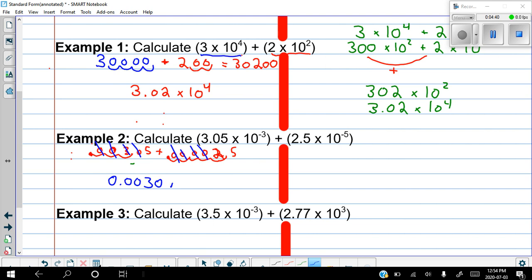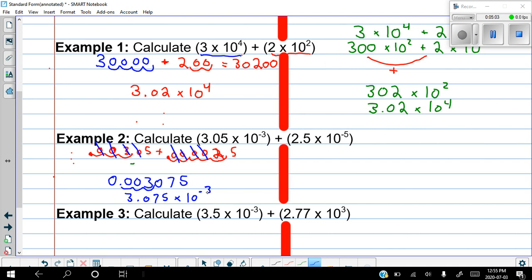So my next number is going to be 7 and then 5. So now let's convert it back. So we're going to go 1, 2, 3. So 3.075 times 10, and we're negative because it's less than 1, this ordinary number, negative, and we said 3.